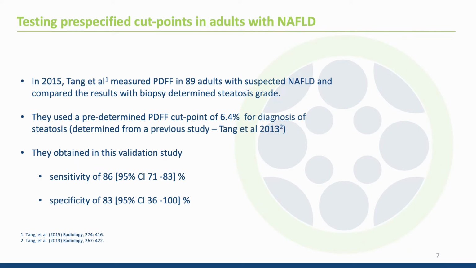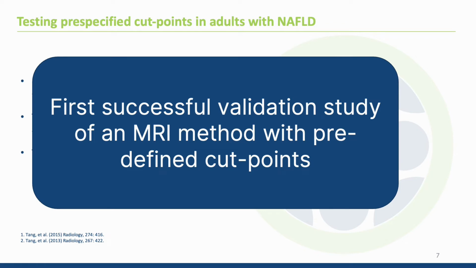In 2015, Tang and colleagues measured PDFF in 89 adults with suspected NAFLD and compared the results with biopsy-determined steatosis grade. They used a predetermined PDFF cut point of 6.4% for diagnosis of steatosis. And this cut point was determined from a previous study by Tang and colleagues in 2013. They obtained in this validation study a sensitivity of 86% and a specificity of 83% for diagnosing steatosis. This can be considered to be the first successful validation study of an MRI method with predefined cut points.